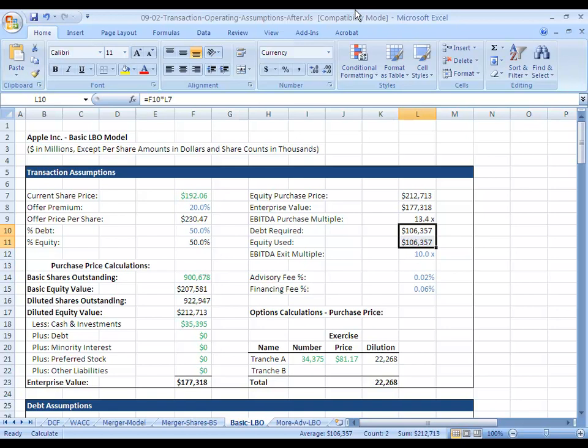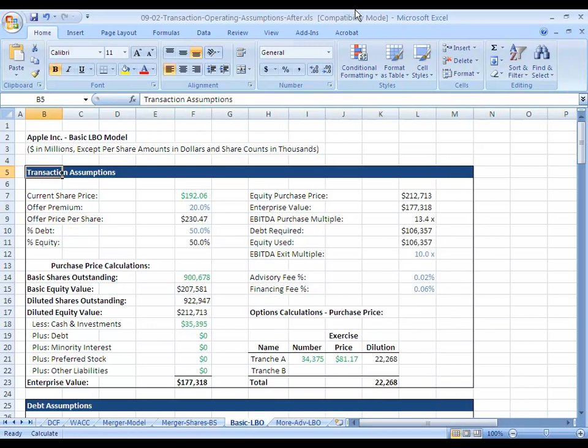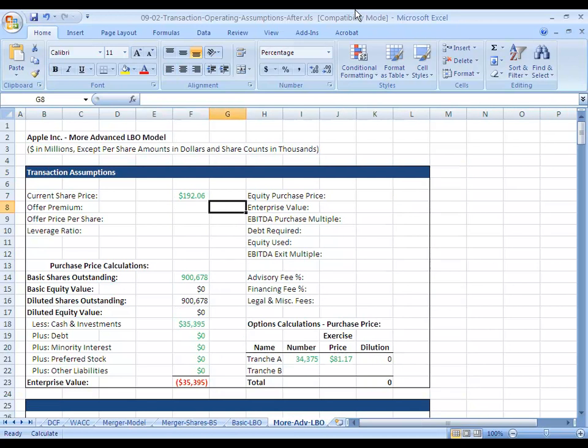And so that's the purpose of this video, to point out the few differences and how oftentimes in LBO models you don't exactly follow this template that we laid out before for the transaction assumptions. So as I mentioned, we're still going to have an offer premium and an offer price per share. To keep this model consistent with the other one where we had a 20% offer premium, once again I'm going to say 20% for our offer premium. And so that will give us an offer price per share of the 192 times this 1 plus 20%. So we get, again, an offer price of around $230 per share.